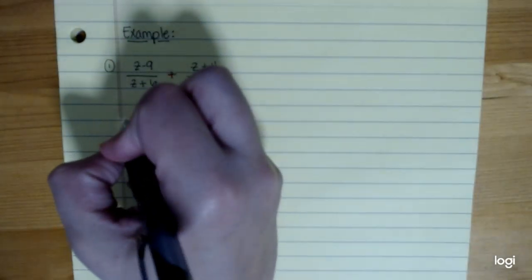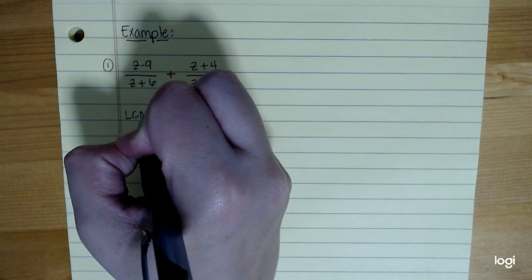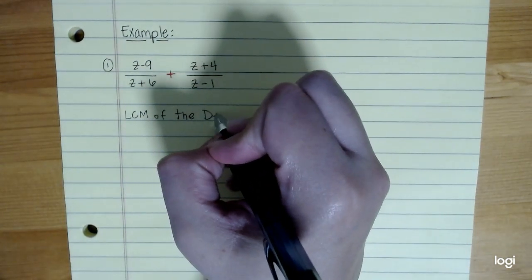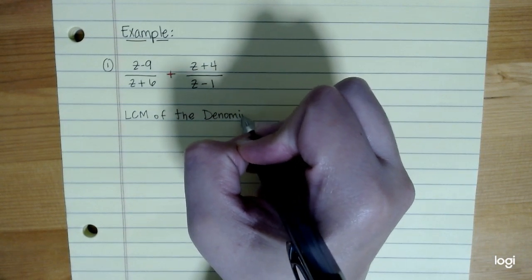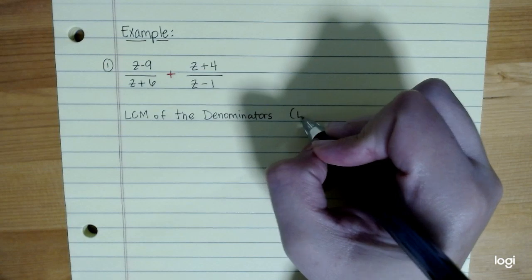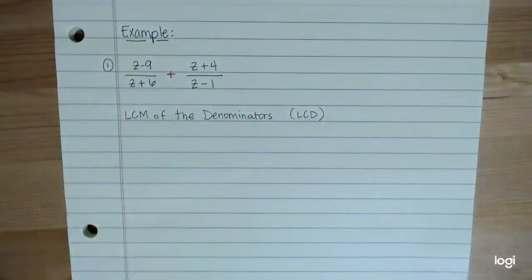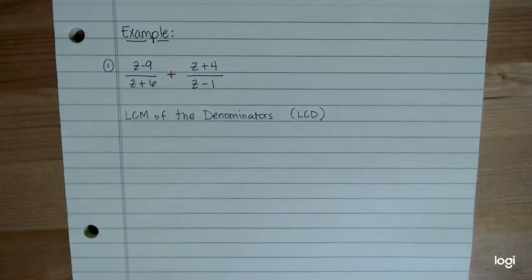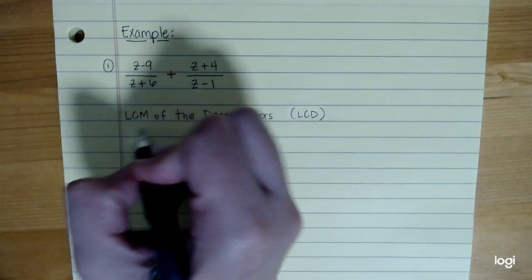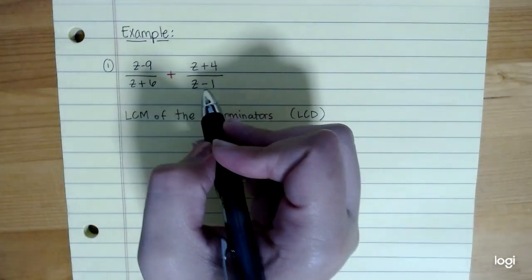So we're going to find that LCM of the denominators, and I'm going to write that out one time, and from now on I'm going to refer to that as the LCD. All these acronyms. Okay, so we're thinking the least common multiple, right, of the denominators.